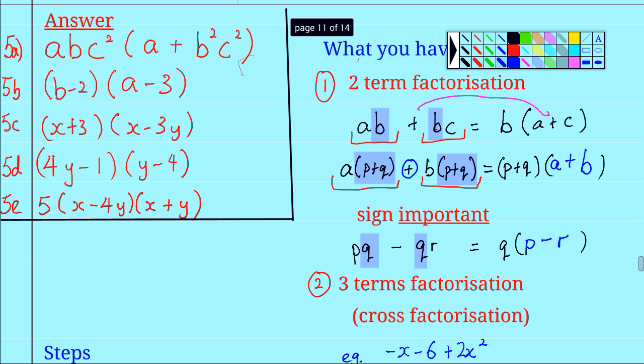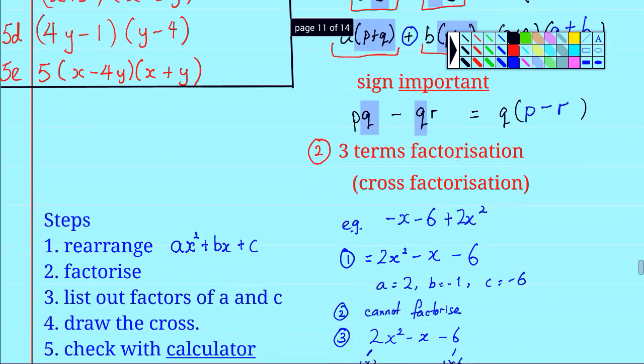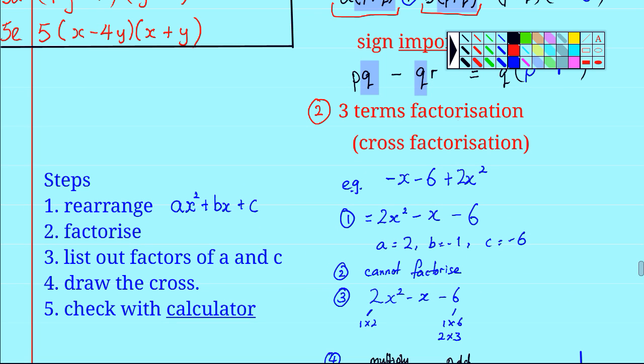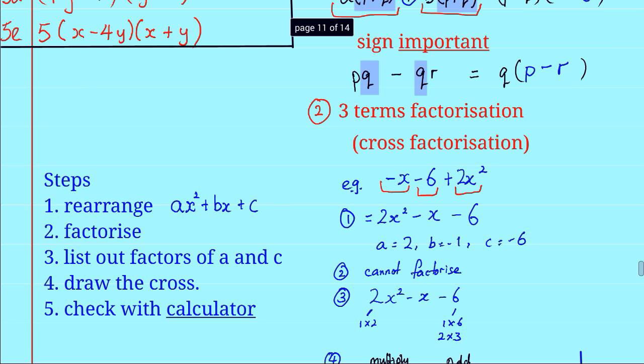Now let us go on to the 3 terms factorization. Now 3 terms factorization means I have 1 term, 2 term, and 3 term. Now how do I factorize this? Now this is the step below. It's more like a recap. So we have first step to rearrange everything into ax squared plus bx plus c. Then we factorize, means we take out any common number. Now in this case, step 3 we want to list out the factors of a and c. Step 4 we want to draw a cross. And step 5 we want to check with a calculator.